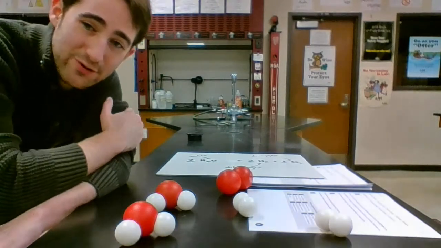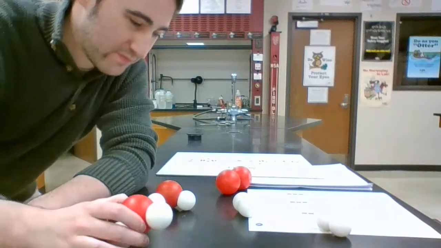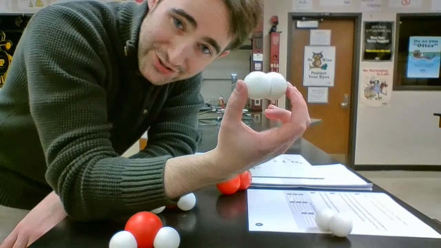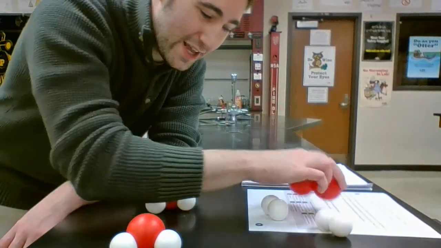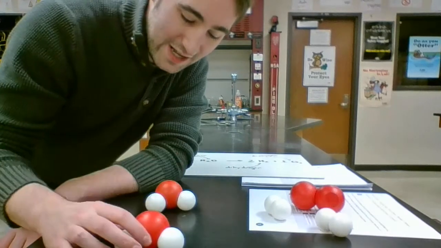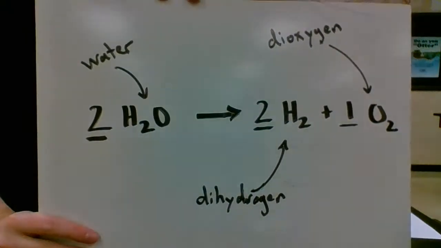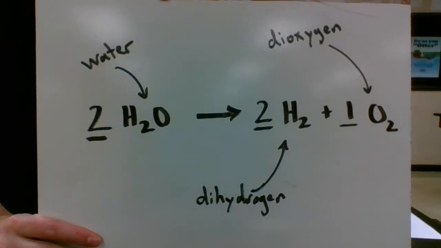In this case, our chemical change is between H2O, water, and how it changes into H2, which we call dihydrogen, and O2, which we call dioxygen. Again, red stands for oxygen and white stands for hydrogen. So our reaction looks something like this, where 2 bits of water are changed into 2 bits of H2 and 1 bit of O2.